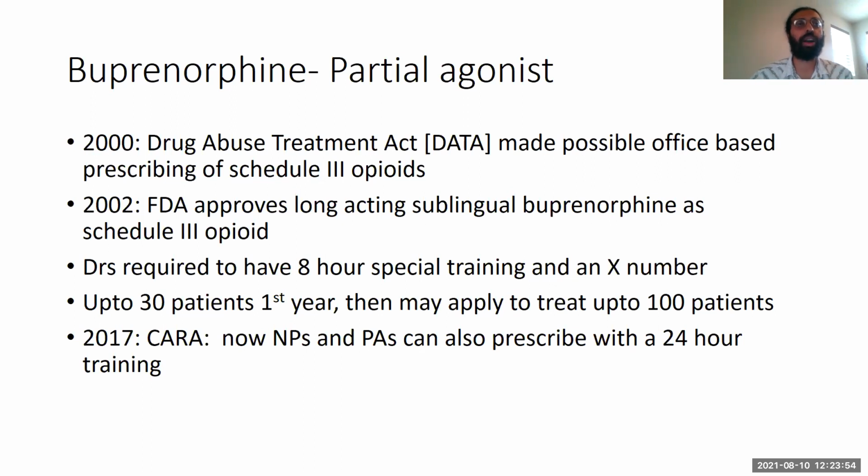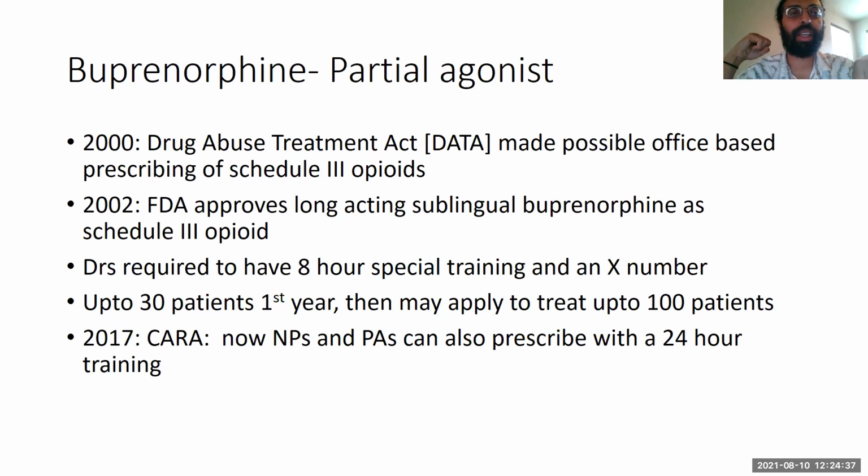So in response, Congress passed the DATA 2000, which is the Drug Addiction Treatment Act, which allowed for office-based prescribing of Schedule III opioids to treat opioid use disorder. And that paved the way for the FDA approving buprenorphine as a treatment for opioid use disorders. And it set up a training requirement. At that point, it was physicians alone. If you're a physician, you can complete an 8-hour training and get what's called an X number, which is a new DEA number, and then you can start treating a limited amount of patients with buprenorphine, right? Up to 30 patients in the first year, then up to 100. But access problems remained, as we talked about last week.